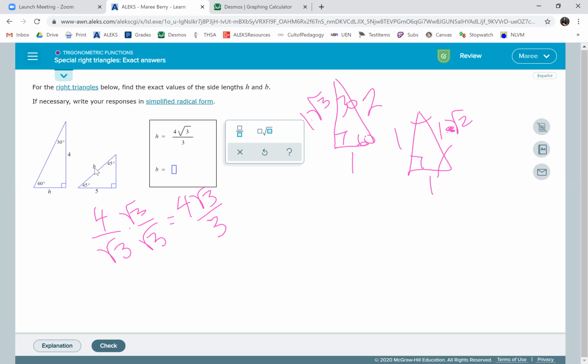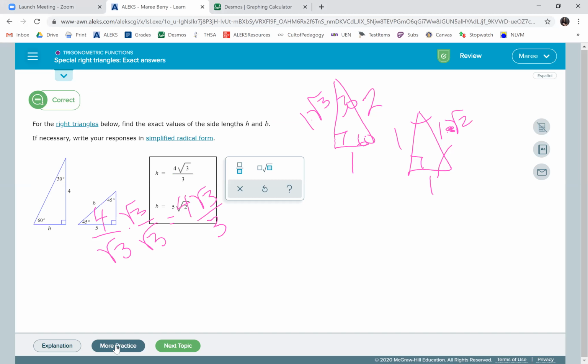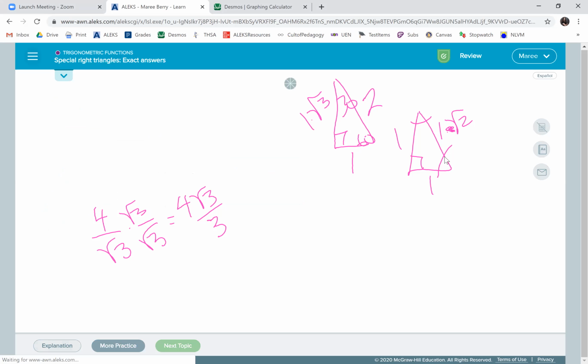Okay, then for the 45-45-90 triangle, because the leg is 5, like over here, we just do 5 times the square root of 2. And that would be the answer for the 45-45-90. We'll check that. We'll do a little bit more practice.